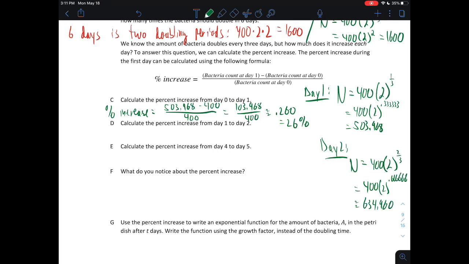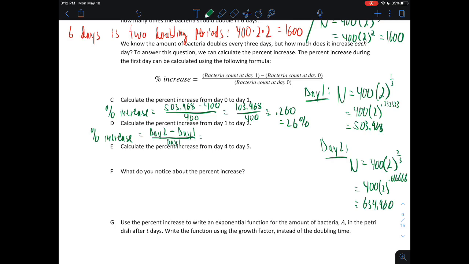So now the percent increase from day 1 to day 2. This isn't going to use day 1 and day 0 like we did before. Now I have to use day 1 and day 2. And what you want to think of this is the percent increase is the new amount, that's the day 2 amount, minus where you started, that was the day 1 amount, because we're only going from day 1 to day 2, and then divided by what you started with, which was the day 1 amount.